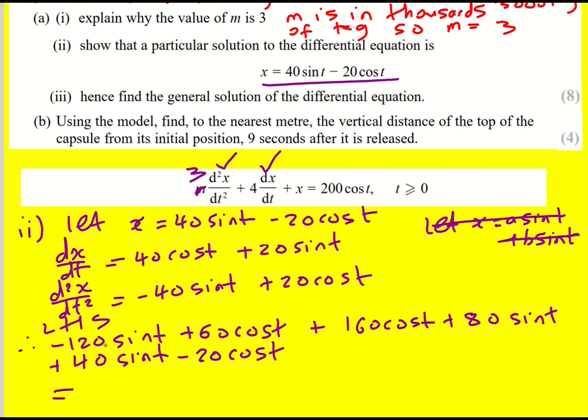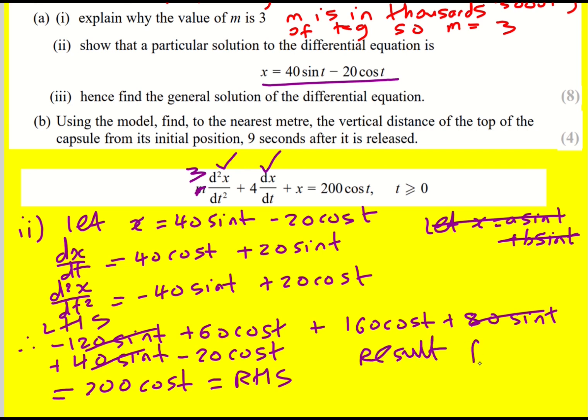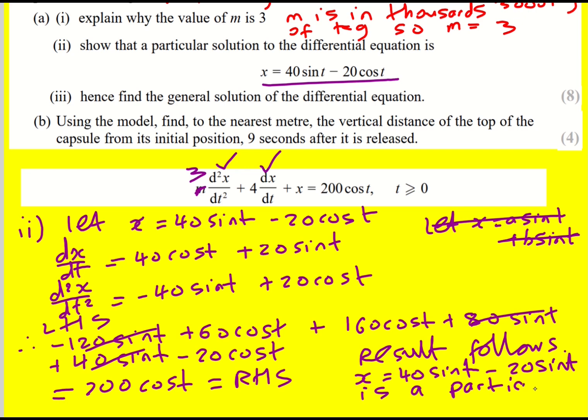That is going to equal, if we sort out the signs, minus, actually they all cancel. There's no sine t's. And then here I get 220 cos t minus 20 cos t. I get 200 cos t. And this is the right-hand side. So result follows. And x equals 40 sine t minus 20 cos t is a particular solution. Normally I call this a particular integral, but it's okay.